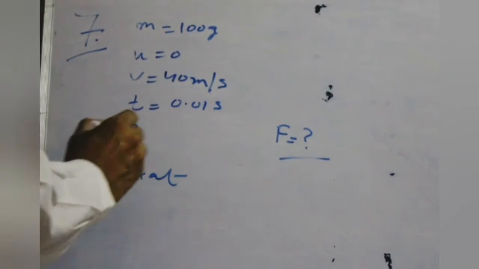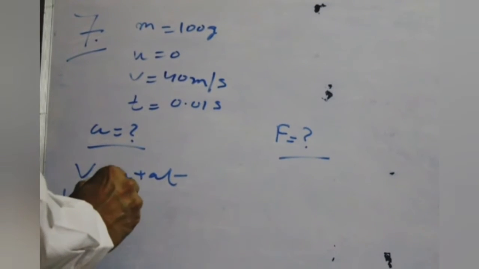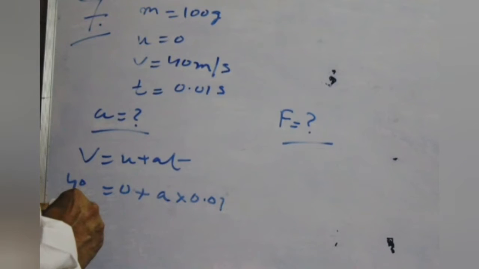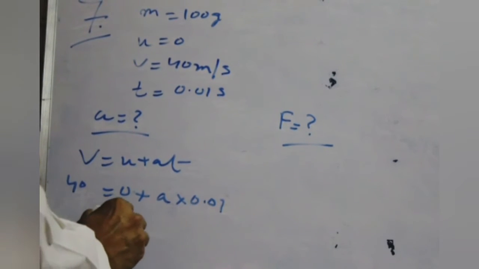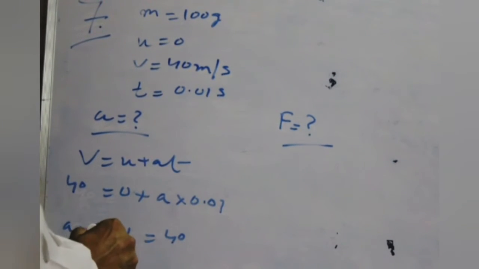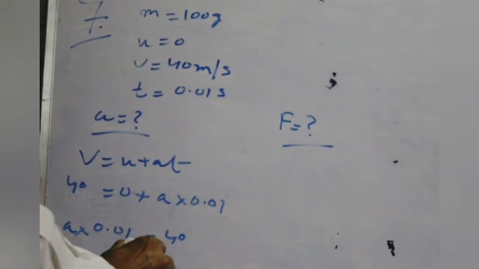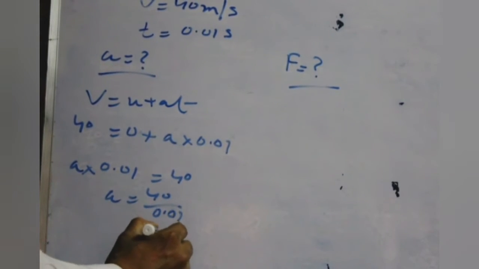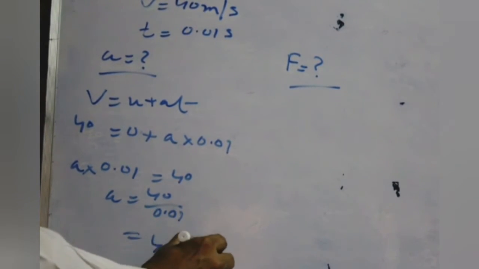Now V is 40, U is 0 plus A into 0.01. That means A into 0.01 is equal to 40. So A will be 40 divided by 0.01. That is equal to 4000 meter per second square.